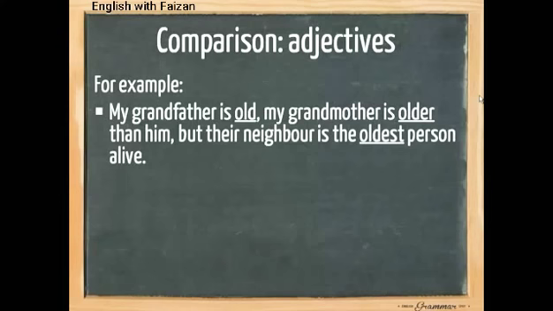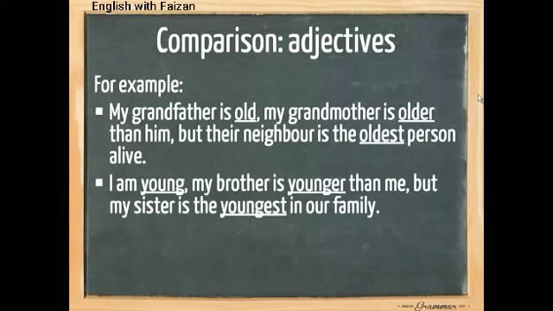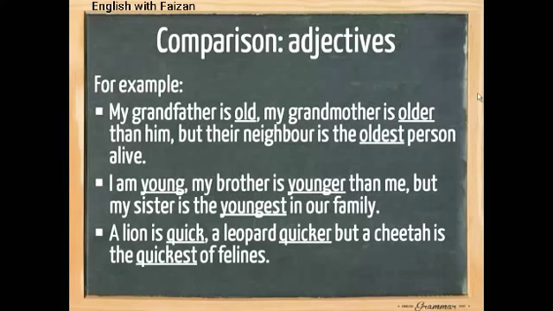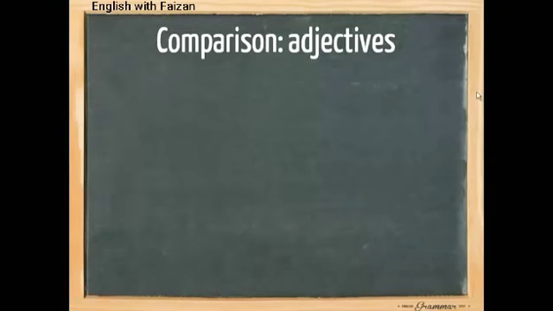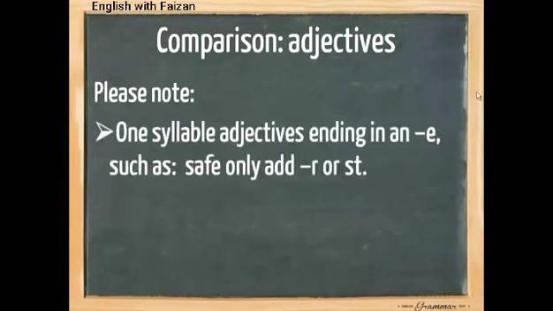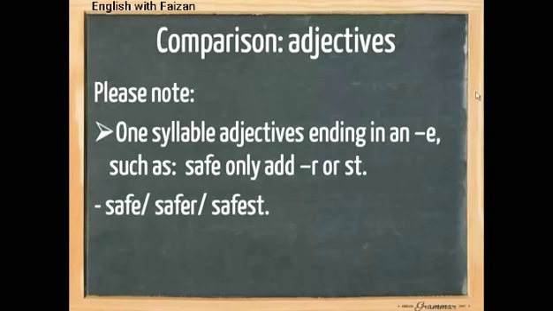so the superlative form. I am young, my brother is younger than me, but my sister is the youngest in our family. A lion is quick, a leopard is quicker, but a cheetah is the quickest of felines. Now please note, one-syllable adjectives that end in an E, such as safe, we only add an R or ST. Safe, safer, safest.